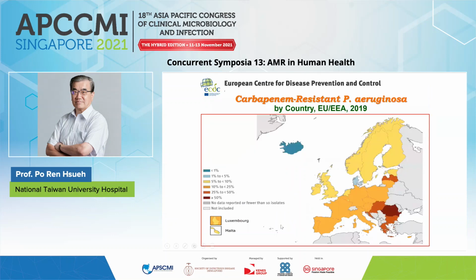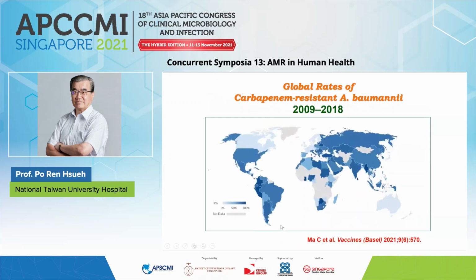But if we look at the figure from European countries, you can see here also the country variation of multidrug and carbapenem-resistant Pseudomonas aeruginosa. Some countries have a high incidence of the resistance rate, but some countries do not. So even in European countries, they have some regional differences.